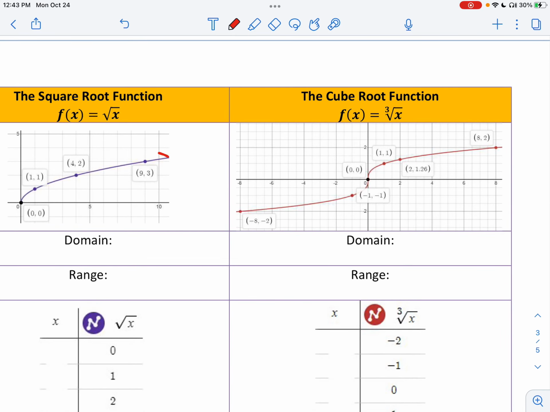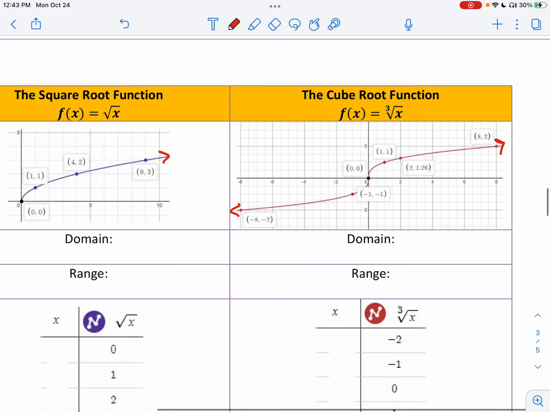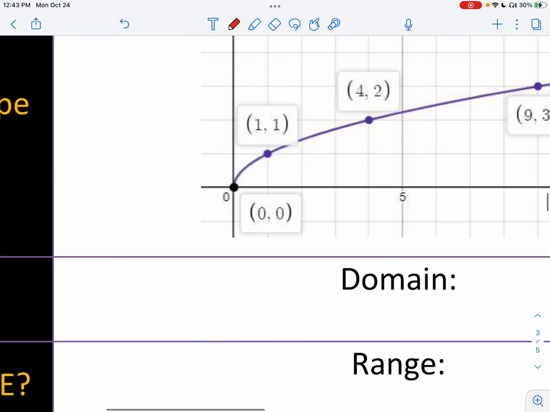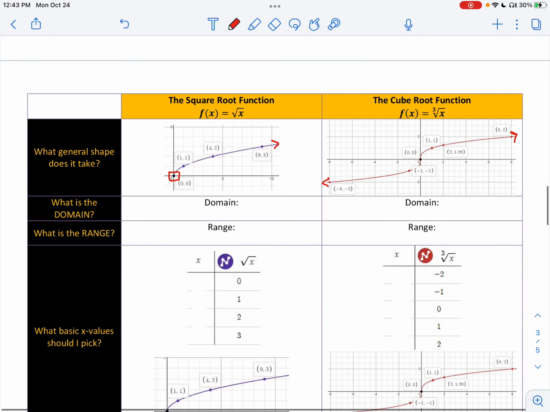Now, just so you know, these graphs would go on forever. I just got them off of Desmos real quick, so I did not add the arrowheads, but they would go on forever. However, this one would not. This square root function has a beginning, and the beginning is very important. It starts your domain and your range.